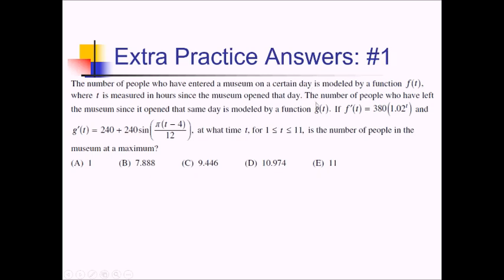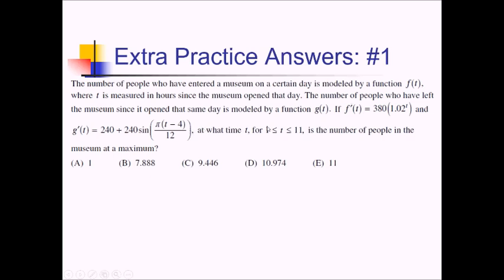They didn't tell us F or G, but they gave us F prime and G prime, which are these crazy functions you see here. We want to know at what time between 1 and 11 is the number of people in the museum at a maximum. So however you want to figure this out, we're going to need a function that incorporates both of these quantities.